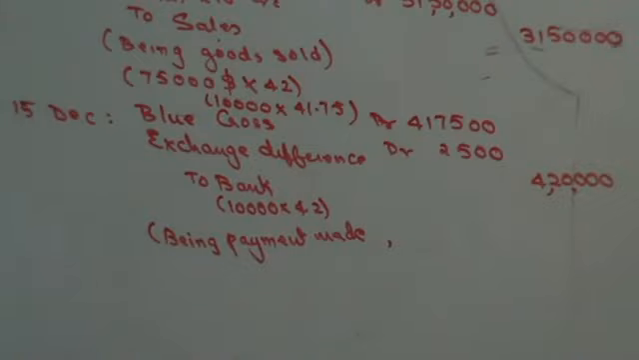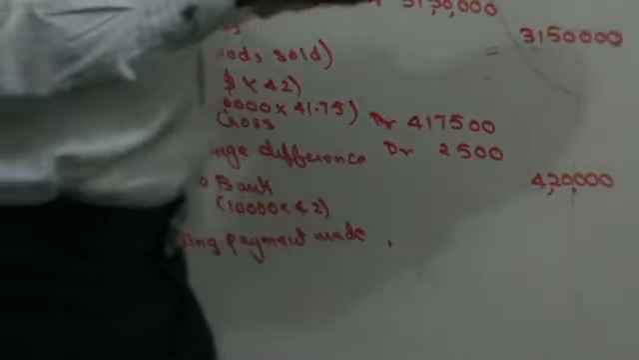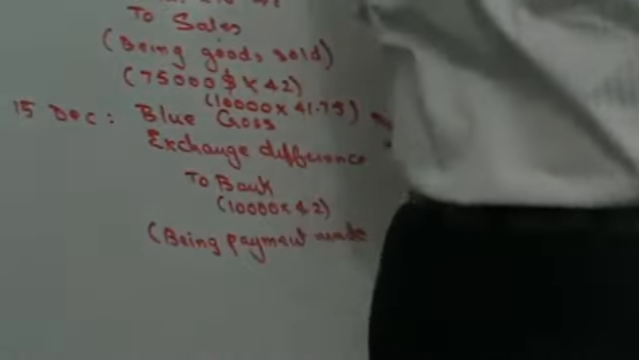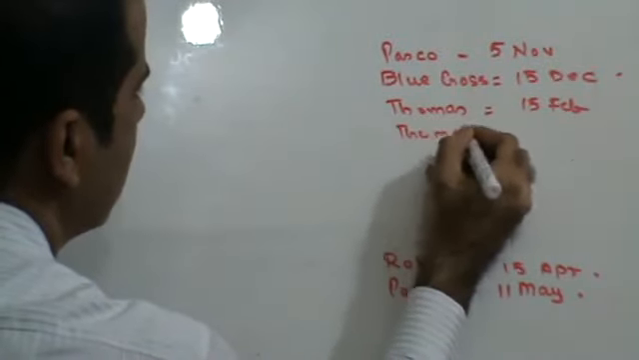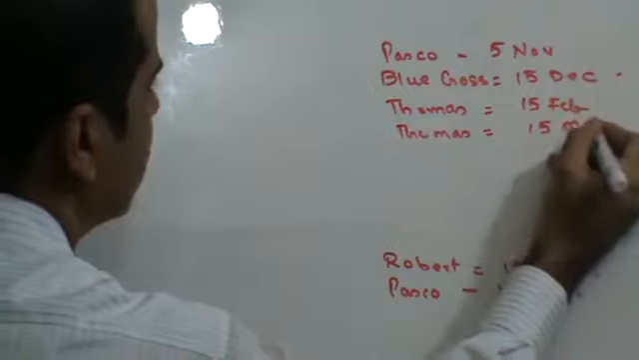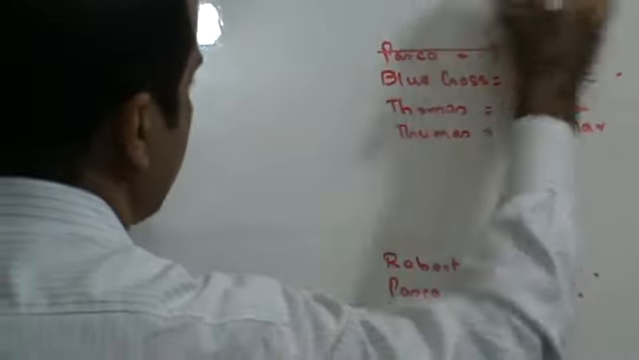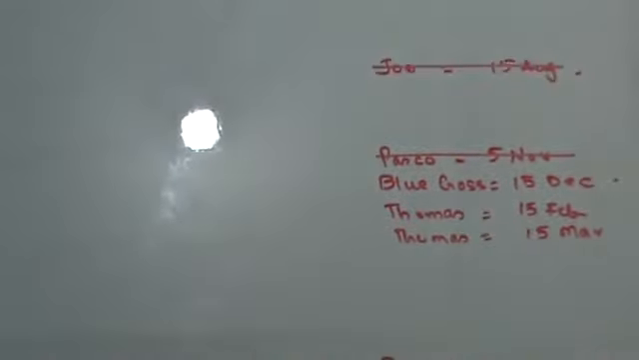Now coming to Thomas Limited, the payment is due on 15th Feb and 15th March. Thomas is 15th Feb, and again you have Thomas on 15th March. Pasco is over. Blue Cross is also over. You finished making that payment. Next, let's move on ahead.